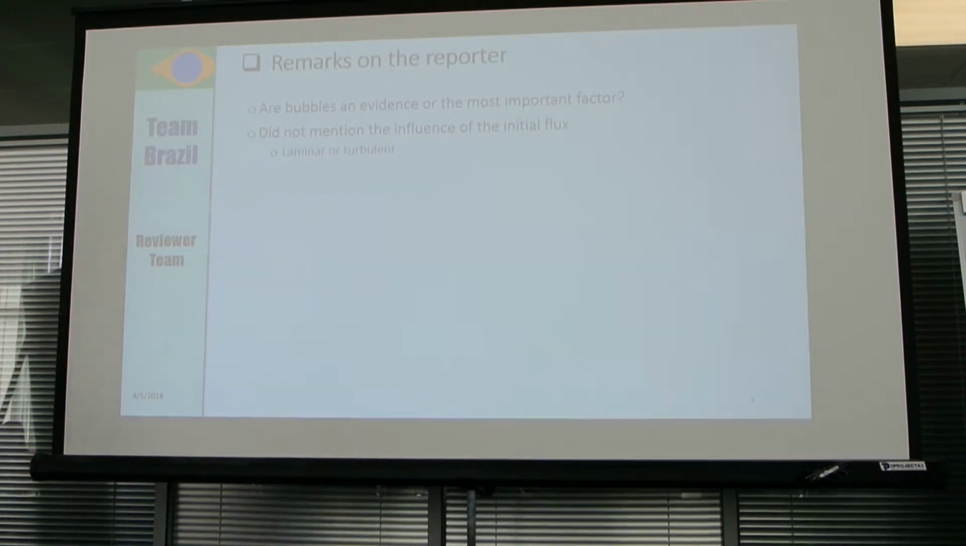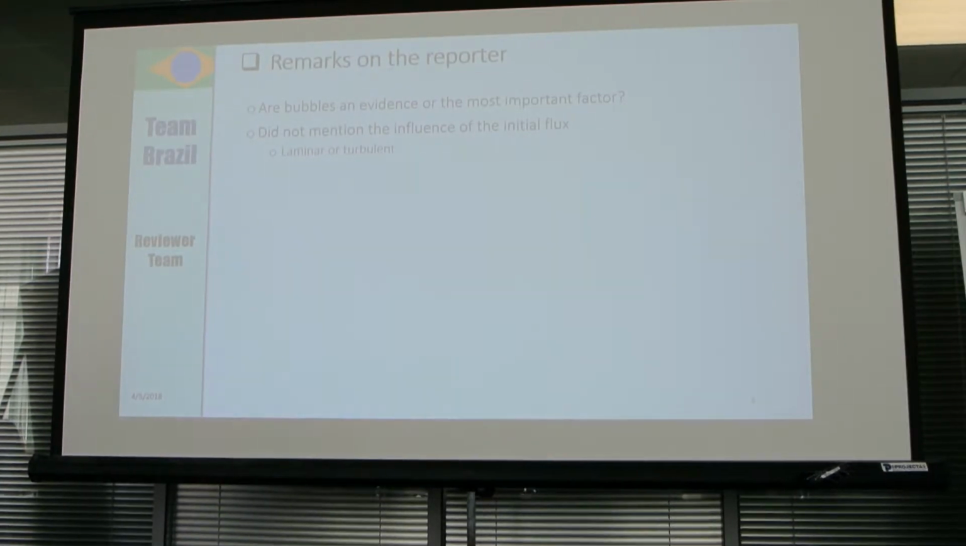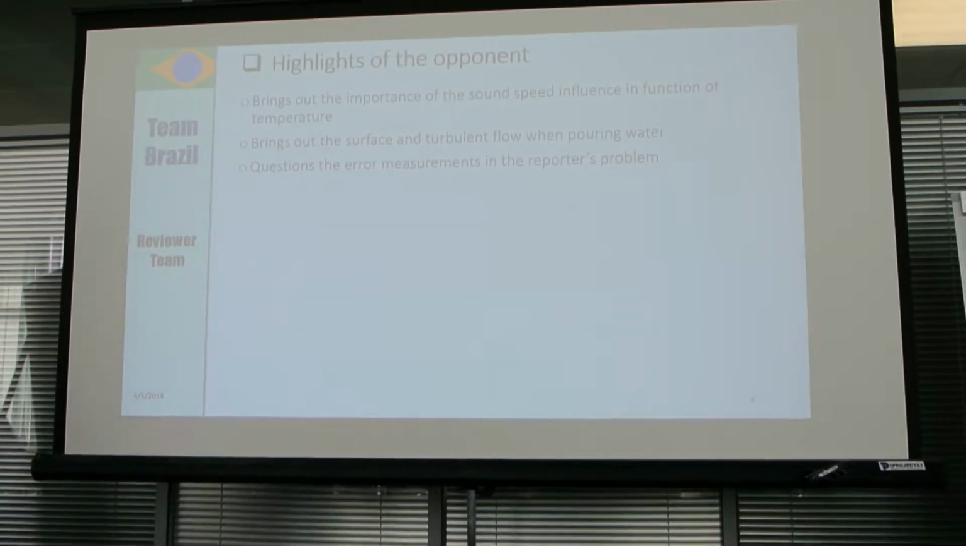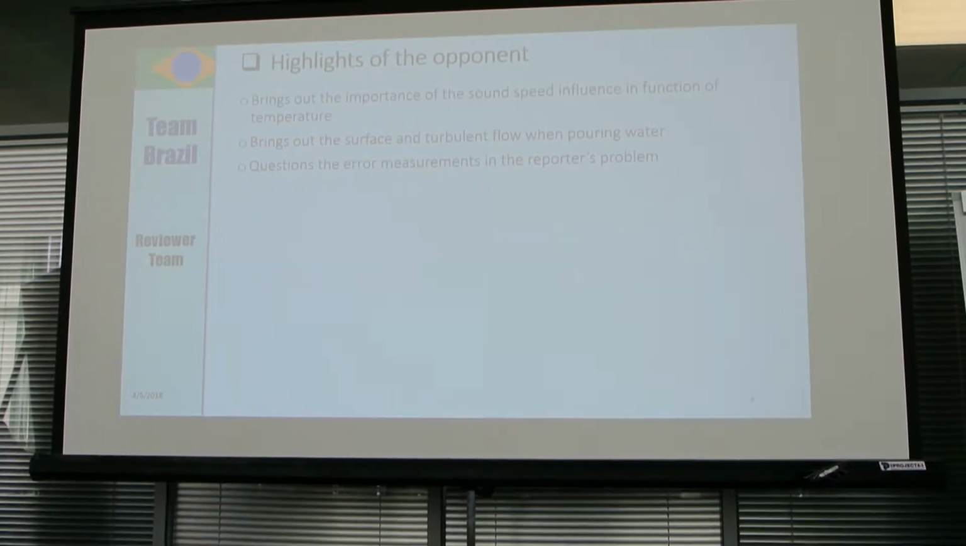Also some remarks: are bubbles just evidence of the most important factor, or is there another factor that is pretty important? They did not mention the influence of the initial flux. Is it laminar or turbulent? Is there any difference during this? It's something that we can discuss. There are some highlights to the opponent also. He brought out the importance of the sound's speed influence on the function of temperature. He also brings out the surface and turbulent flow when pouring water. And he has questioned the error measurements in the reporter's problem.